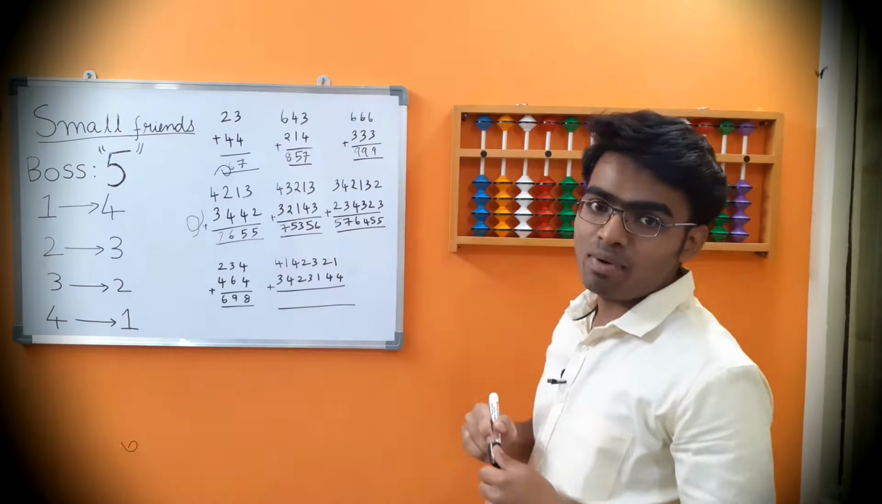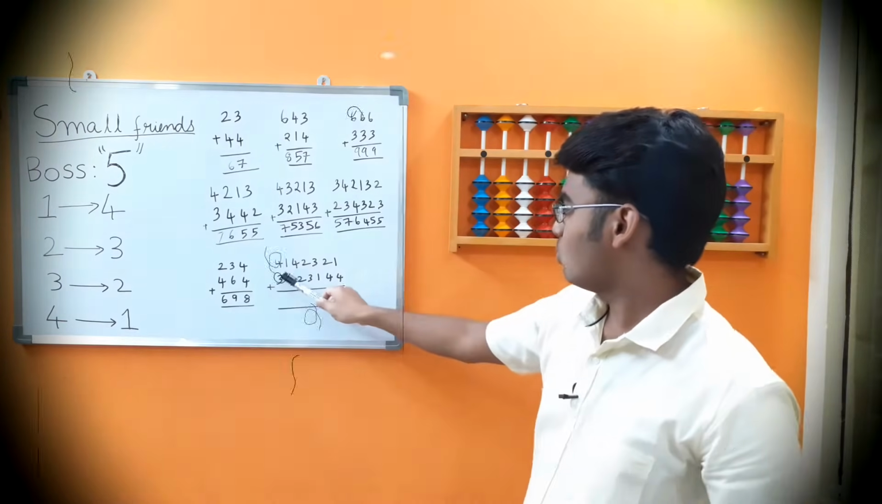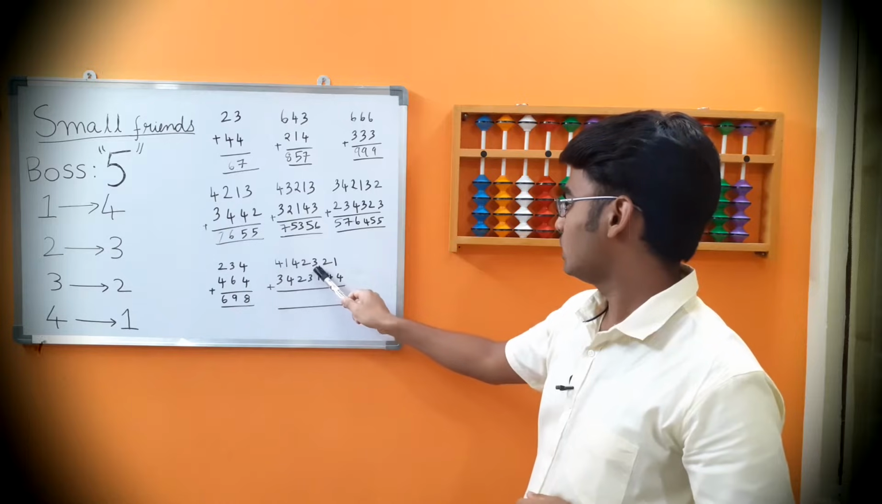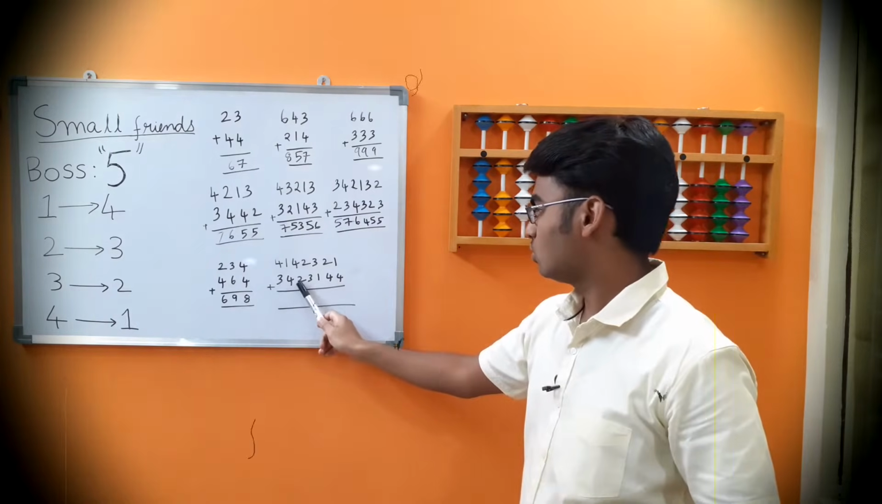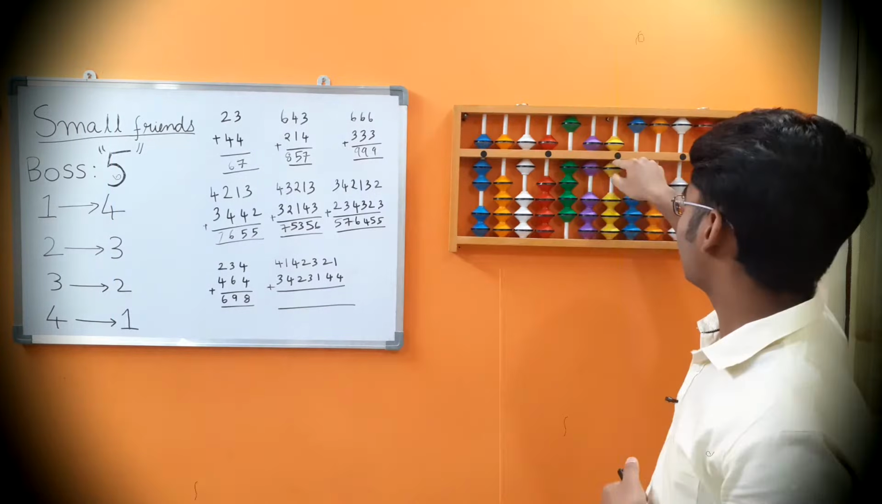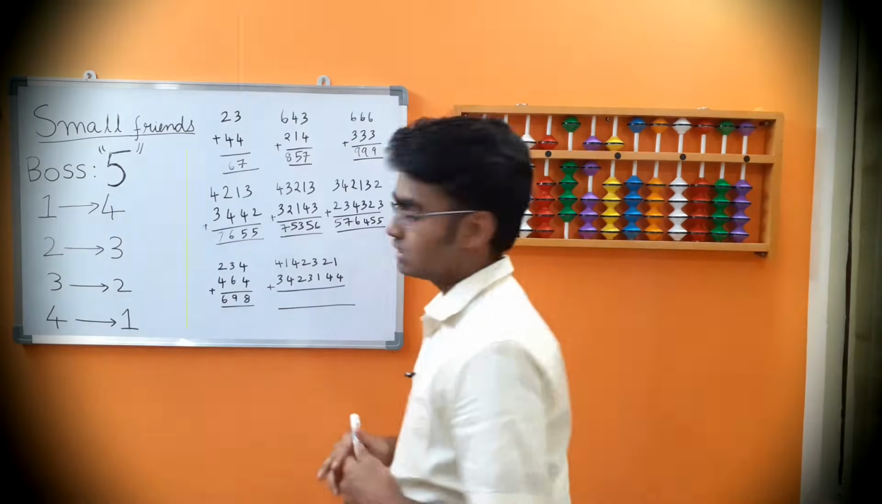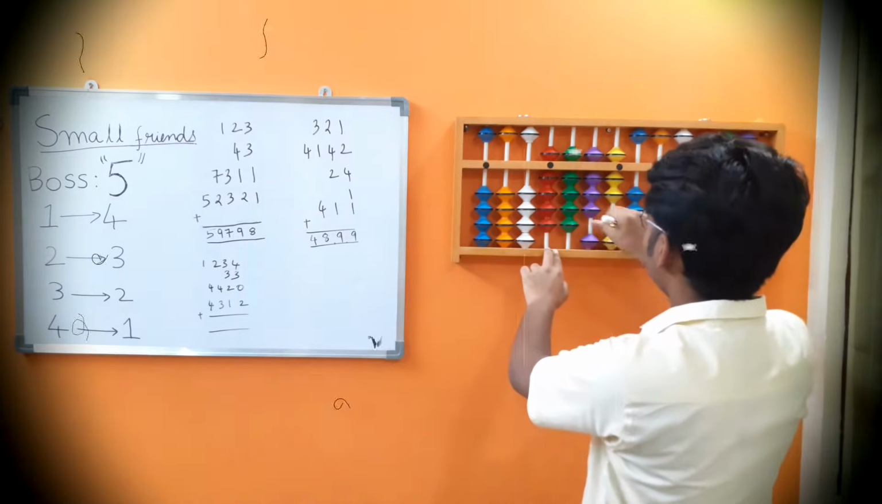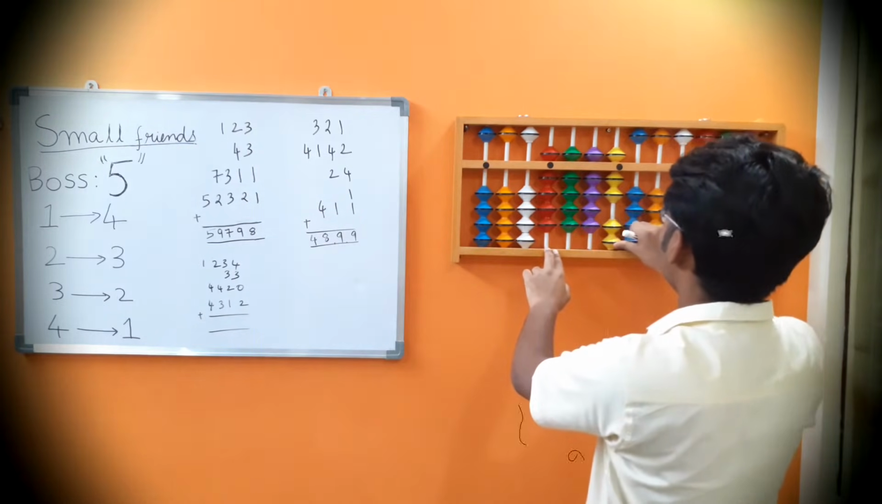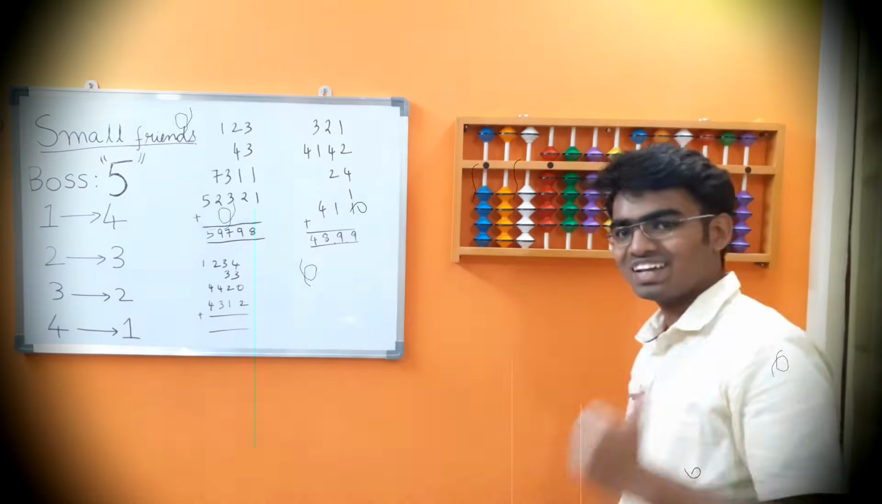Okay, let's use the abacus completely. 4 1 4 2 3 2 1. We have to add 3 4 2 3 1 4 4. Less the friend 1. We got a huge answer. 5 4 3 1 2. Let me do that again.